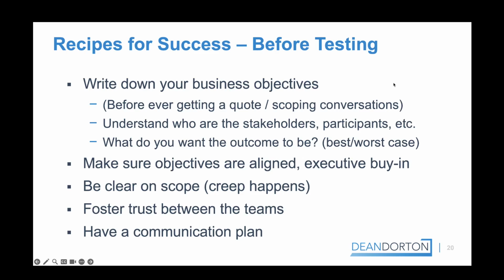And have a communication plan. Establish who on both sides is the point of contact, so that the testing team knows who to reach out to in the event of an issue, or if they need to communicate a critical risk they found. They know who to go to immediately and can get that information as soon as possible.